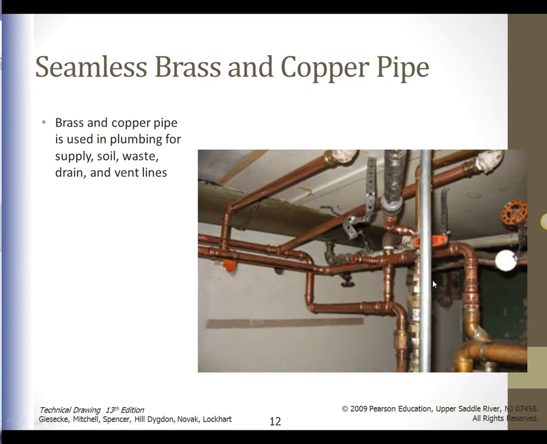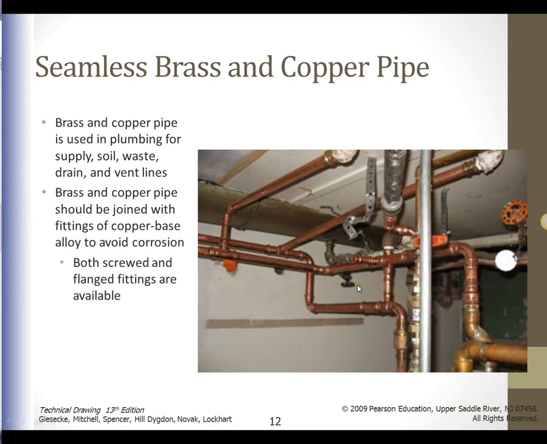Seamless brass and copper pipe are used for your plumbing type fittings for vents and drains. Brass and copper pipe is available in standard and extra strong pipe dimensions. Brass and copper is typically used in the plumbing industry. Brass pipe is generally known as red brass pipe. Also, brass pipe and copper pipe should be joined with fittings of copper-based alloy to prevent corrosion. See figure 21.9 in the book for illustrations and examples of this.